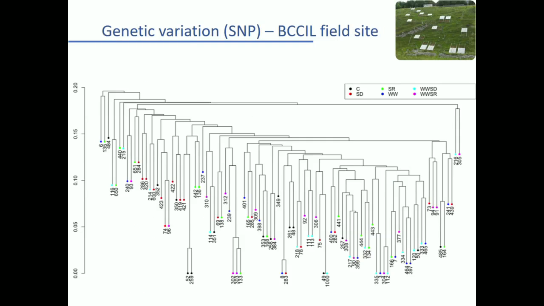So we started measuring some of the plants in the Buxton field site experiment. These are about 100 plants, and this is a genetic tree. Don't try to look at the details because it's quite a horrible picture. But you see all the different colors, and these represent the different climate change treatments. The main message of this slide is that there is no clustering, no genetic variation in response to these different climate change treatments.